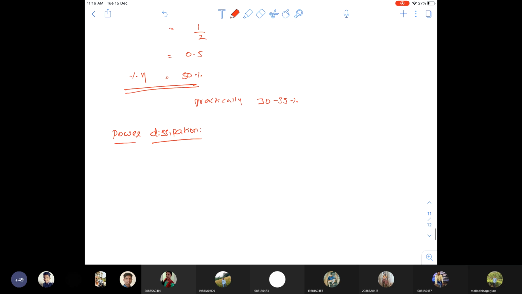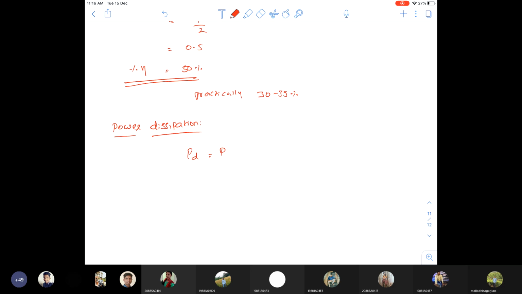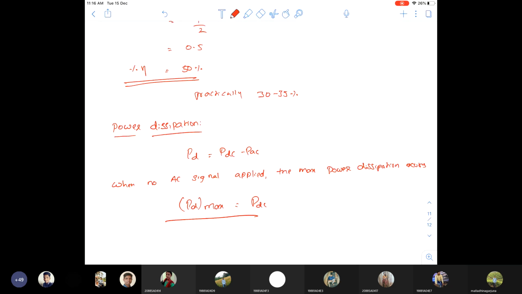Same as a series FET. PD equal to PDC minus PAC. When no AC signal is applied, the maximum power dissipation occurs. That is, PD max equal to PDC.